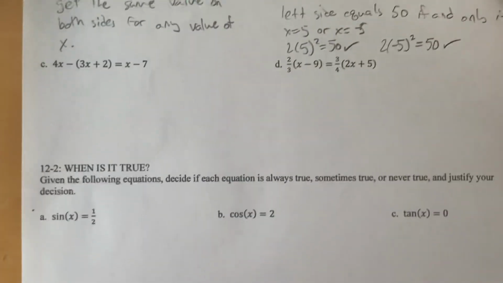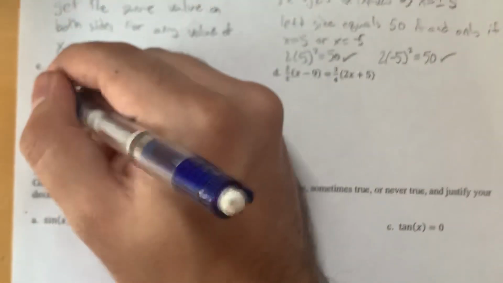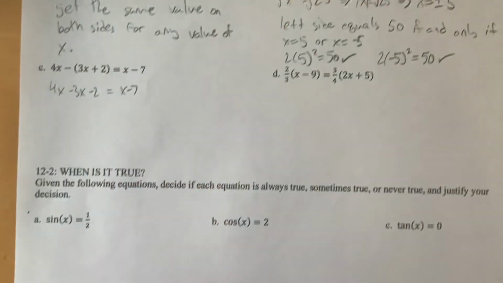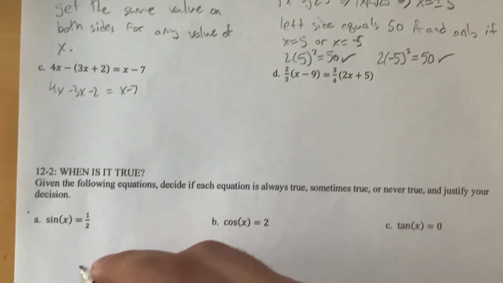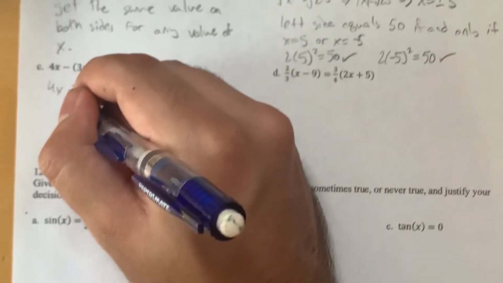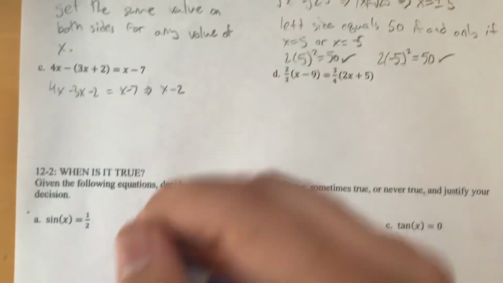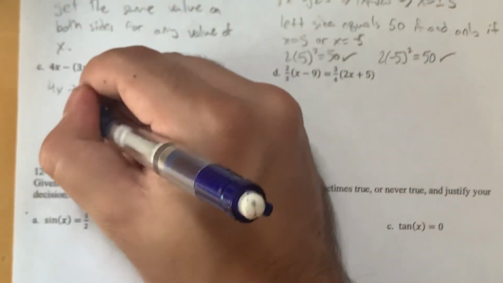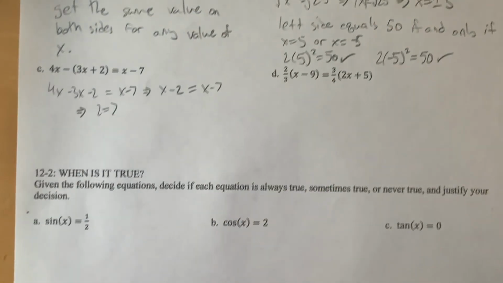So let's move on to the next two, C and D. I'm going to start by distributing the negative. So I'm going to get 4x minus 3x minus 2 equals x minus 7, right? So now that I have those two, I'm going to get x minus 2. I'm going to draw an arrow because I don't want to run out of room. x minus 2 equals x minus 7. And then I'm going to get 2 equals 7 after I get rid of the x's.